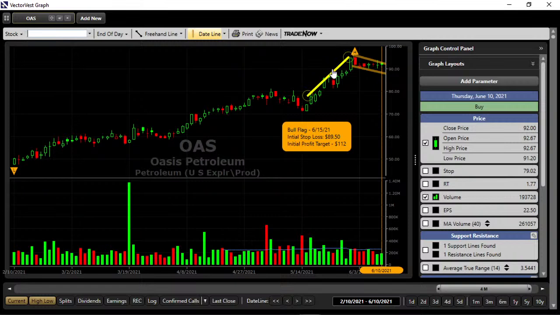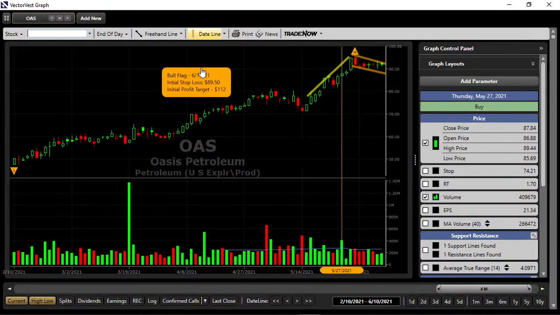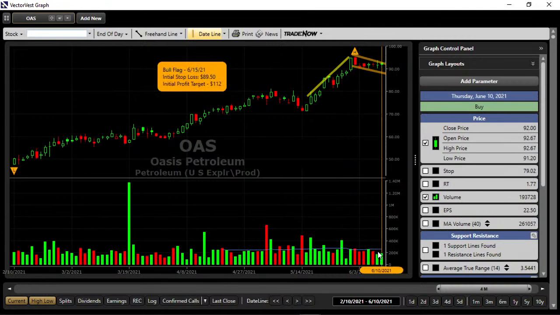Okay, here's your flag pattern. Here's the flagpole. New high. Pretty good volume days. You had 3 or 4 days during that rise of higher than average volume. The blue line is the average volume, 50-day moving average. So generally speaking, you had a couple of nice days during that ascent where volume was trading above the average. Then you get this period of consolidation. Look at the volume. Almost every day during that period, you had lower than average volume.